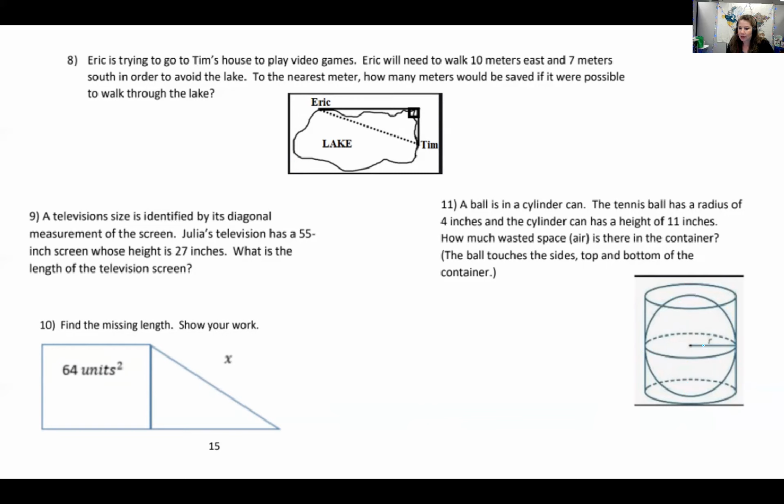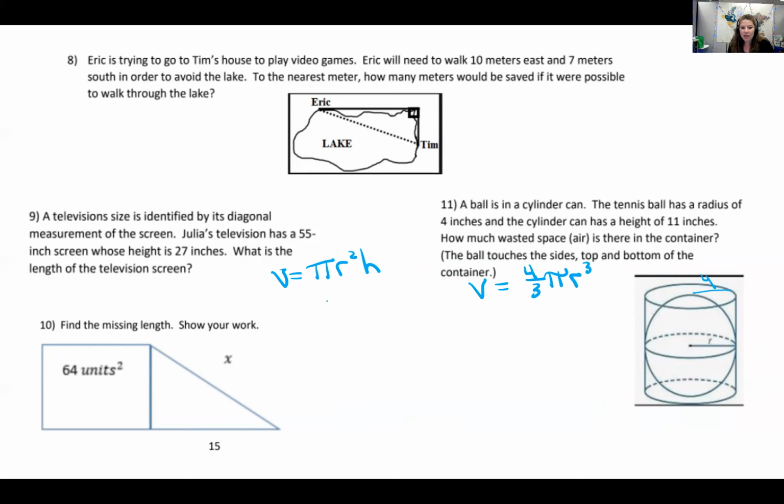So that means since the ball has a radius of 4 inches, the canister does as well. It's 4 inches as well. To find out how much wasted space is in the air, we're going to find the volume of the canister, find the volume of the ball, and then subtract those two numbers, because that's how much air is in the container, right? For a cylinder, we do pi times radius squared times height. And for the volume of a sphere, we do 4/3 times pi times radius cubed.